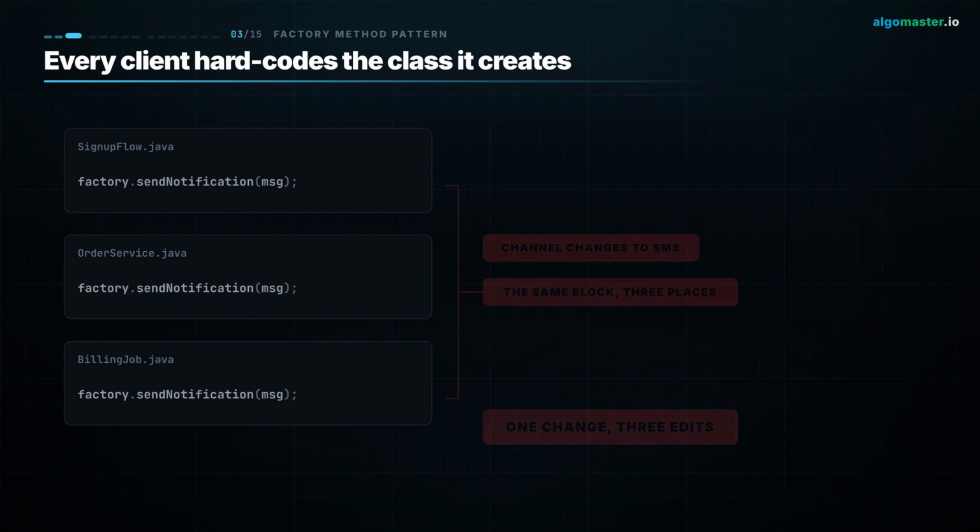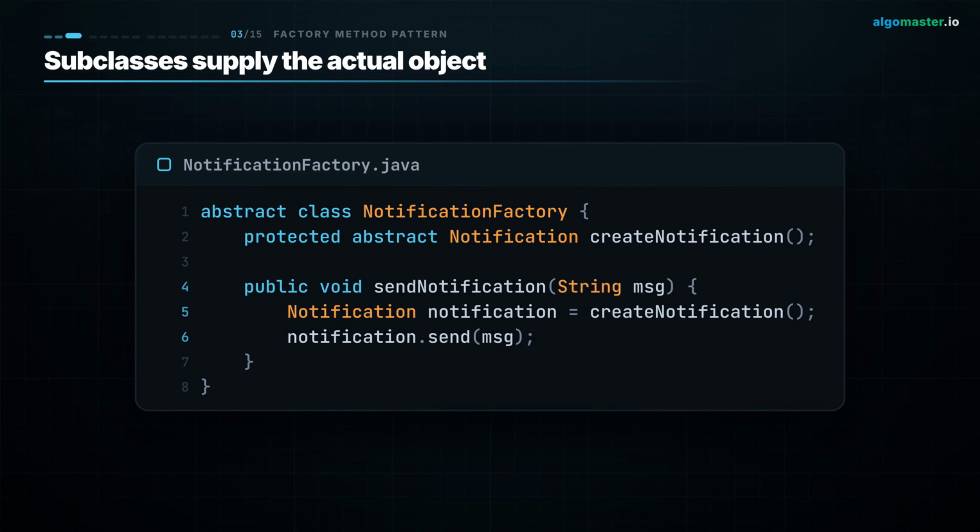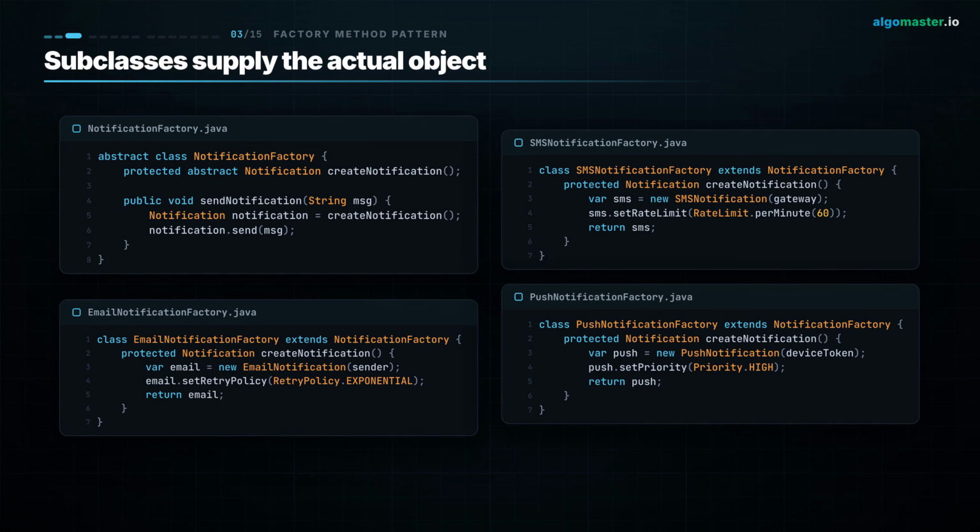The factory method pattern moves that object creation behind a dedicated method. We start by creating an abstract notification factory. The send notification method defines the overall workflow for creating and sending notification, but it does not know which concrete notification object will be created. That decision is delegated to the create notification factory method. Subclasses extend from this abstract class and decide how and which notification object to return.